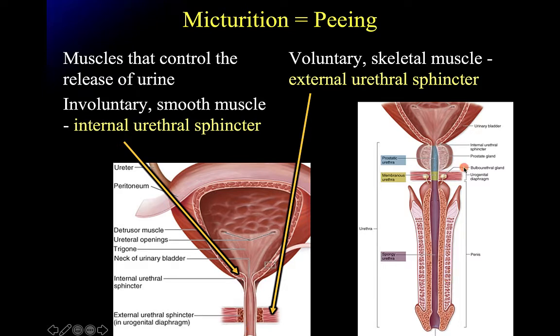In males, we can kind of see something here where we have, of course, the prostate to go through, and then we get to the area with that external sphincter, and there's a lot more urethra here.